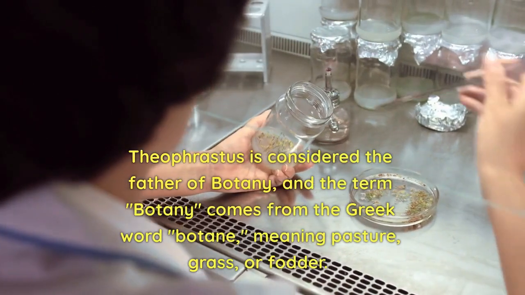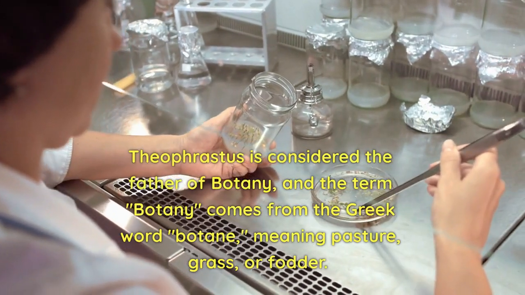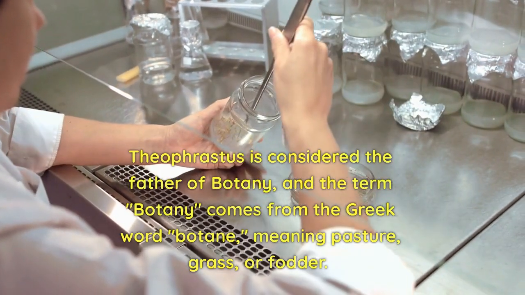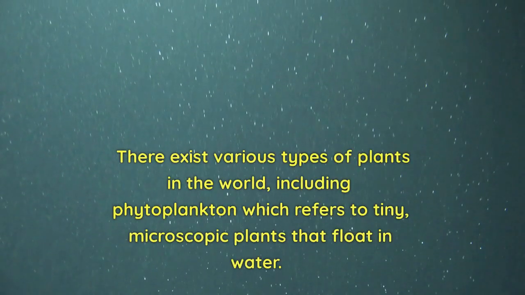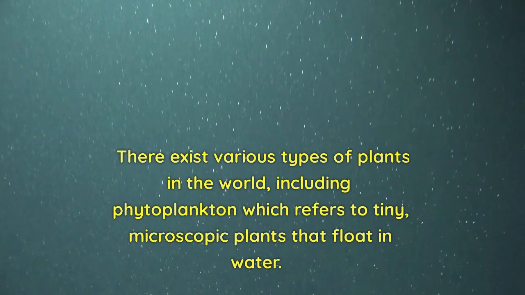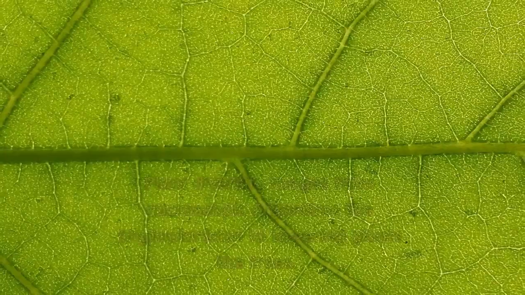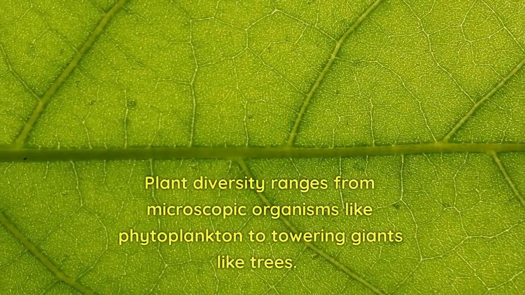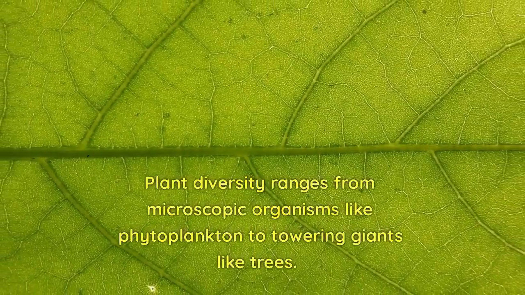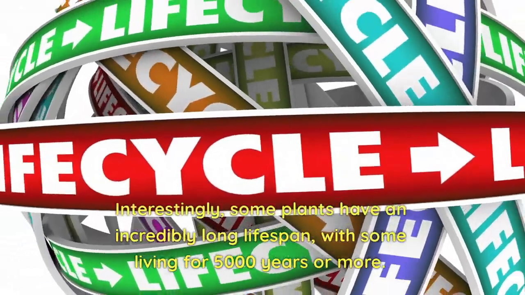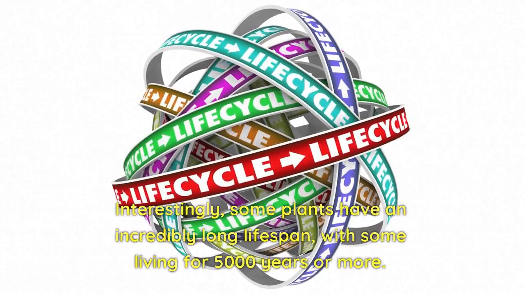Theophrastus is considered the father of botany, and the term botany comes from the Greek word botane, meaning pasture, grass, or fodder. There exist various types of plants in the world, including phytoplankton, which refers to tiny, microscopic plants that float in water. Plant diversity ranges from microscopic organisms like phytoplankton to towering giants like trees. Interestingly, some plants have an incredibly long lifespan, with some living for 5,000 years or more.